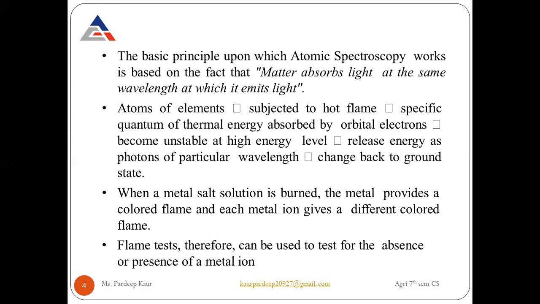Next, when a metal salt solution is burned, the metal provides a colored flame, and each metal ion gives a different colored flame. So when any kind of metal salt solution is burned, it provides colored flame, and each metal ion gives a different colored flame. Flame test therefore can be used to test for the absence or presence of a metal ion.